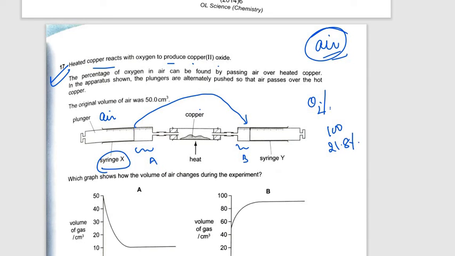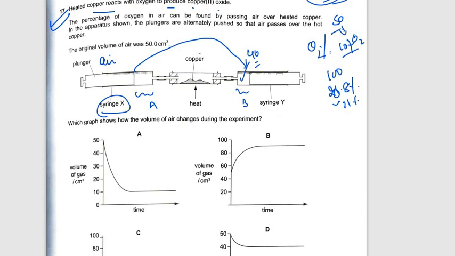21.8%, or you can say roughly 21% oxygen you have. So if you have 50, it will be around 10% oxygen, correct? If you take 21.8% of this, 10 centimeter cube will be oxygen. It means the remaining will come here, that means 40 centimeter cube.